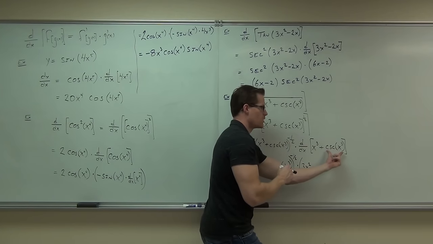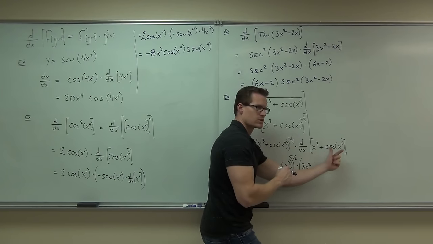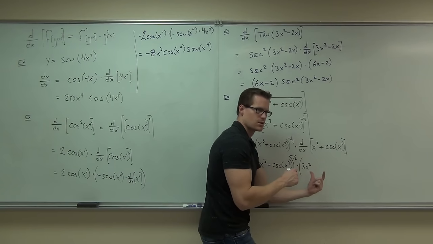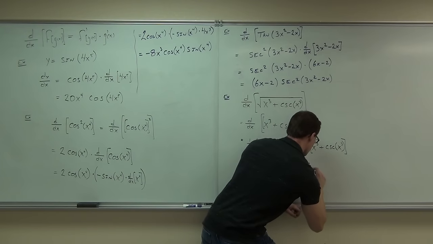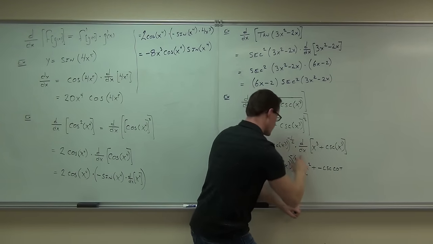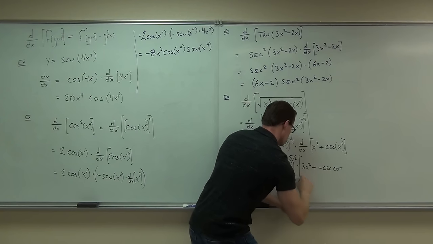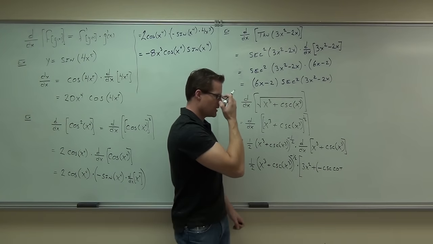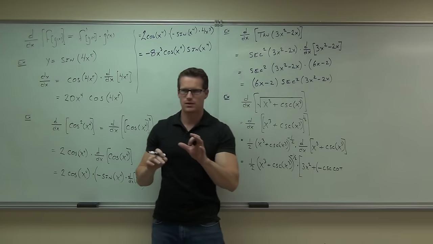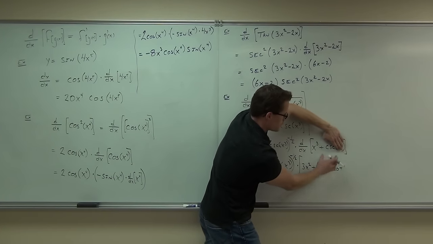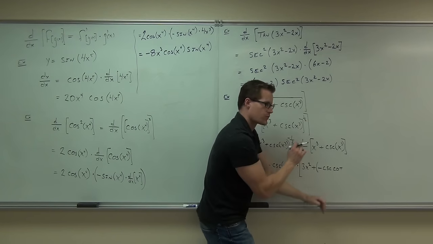Now let's take the derivative of cosecant x cubed. What's the derivative? The chain rule says take the derivative of cosecant. So what's the derivative of cosecant? Negative cosecant cotangent of what? Good, because this says the chain rule, you take this derivative, but you leave the inside alone for now.